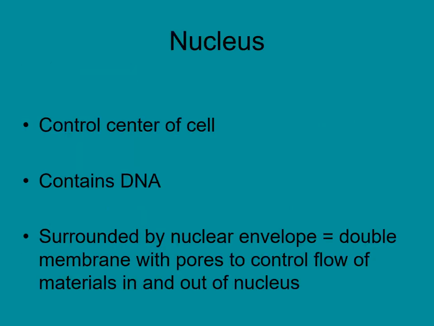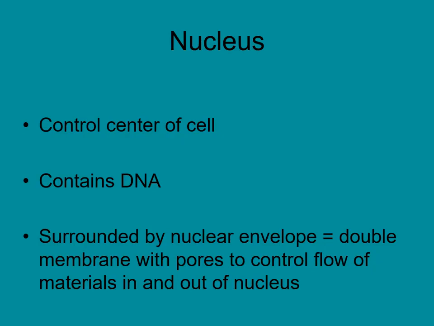The nucleus is the control center of the cell. This is where the DNA is. It is surrounded by a nuclear envelope, which is also a double membrane. It does have pores in it that allow for communication. If the nucleus is the control center, it has to know what's going on in the rest of the cell. It has to know what's going on outside the cell to know how to respond.